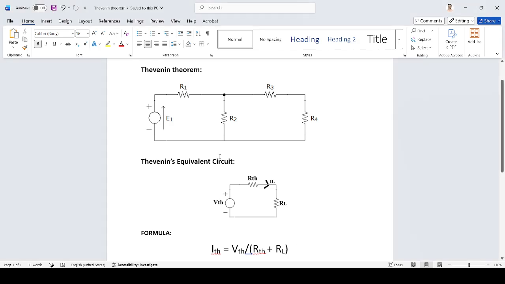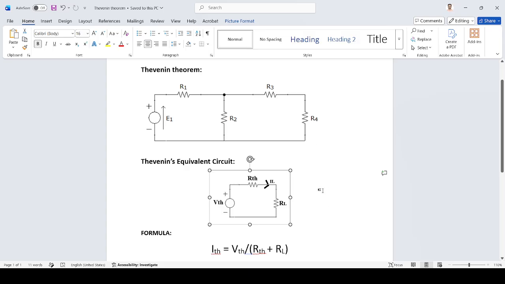Hello friends, in this session we will understand how we can verify any given bilateral network and convert it into its Thevenin's equivalent circuit. In Thevenin's theorem, any given bilateral network can be converted into its Thevenin's equivalent circuit, in which a Thevenin's resistance RTH is connected along with load resistance RL and Thevenin's voltage VTH.